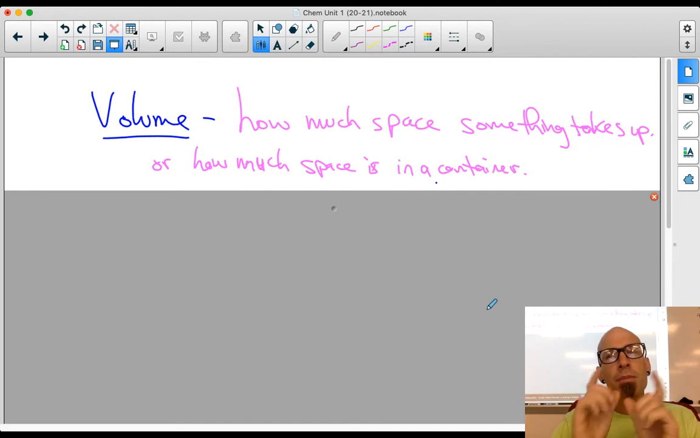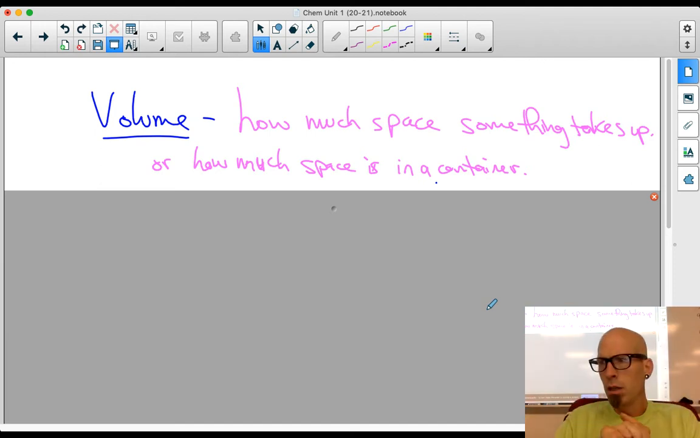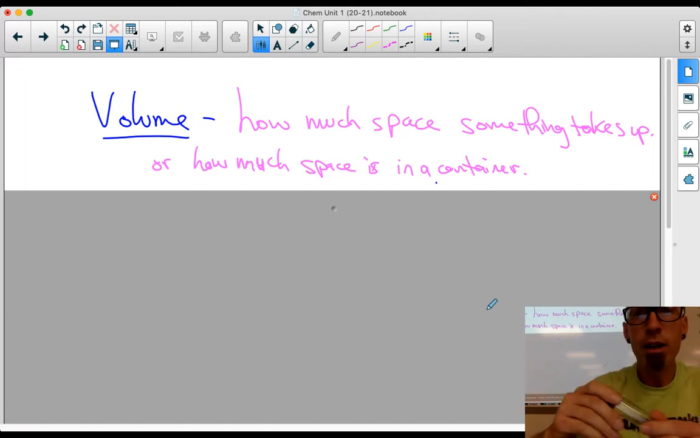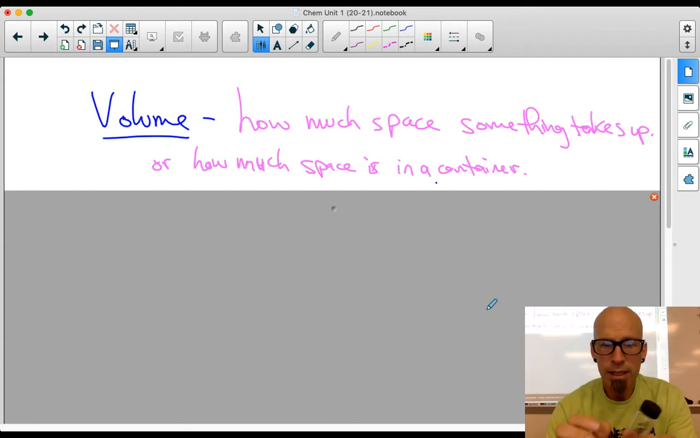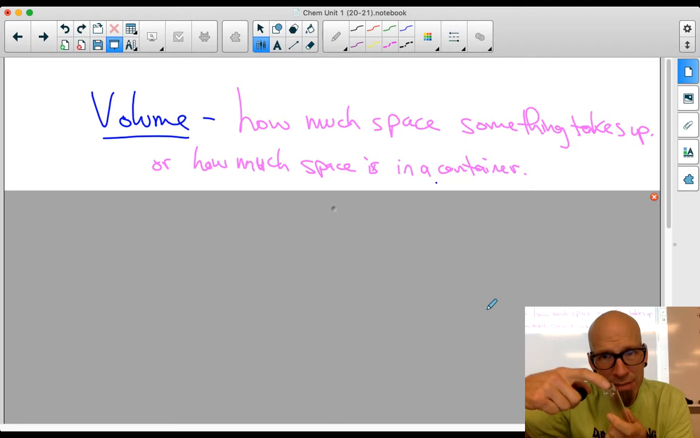Volume is how much space something takes up or how much space is in a container. So there's two kinds of volume. For instance, even this vial: it takes up a certain amount of space, the fact that it's made of glass and it has a cap. So this stuff itself takes up space. But there's also an empty cavity, a space inside the vial. So there's two kinds of volume.